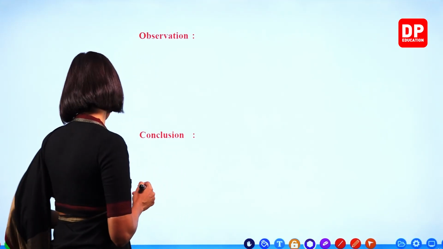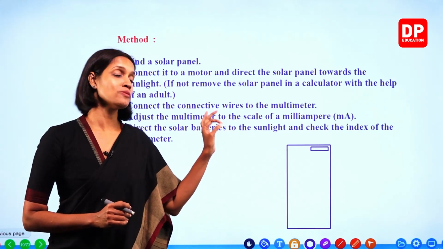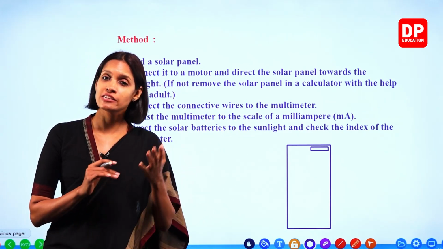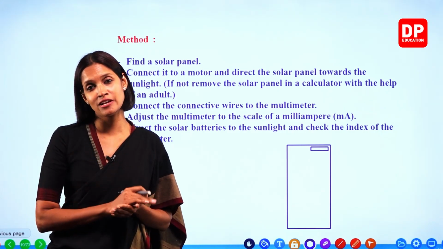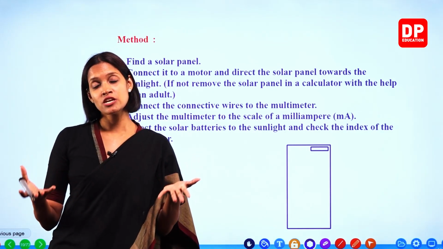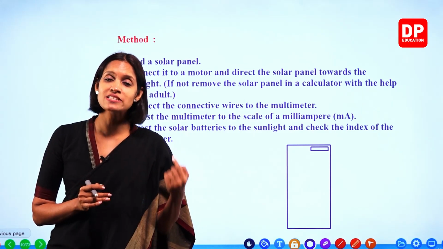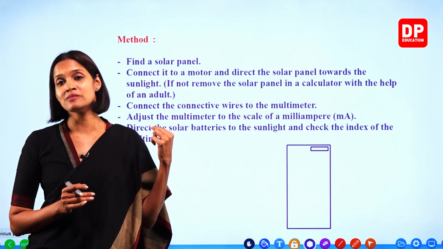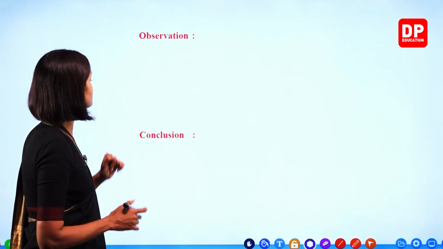Right, children. So you observe that activity. Even this activity says to connect the solar panel to a multimeter. I connected it to a multimeter as well as to a small motor with a fan. So then what happened, children? When we expose this solar panel to sunlight, the small motor rotates and the indicator of the multimeter also deflects. Okay. So we will write these observations.